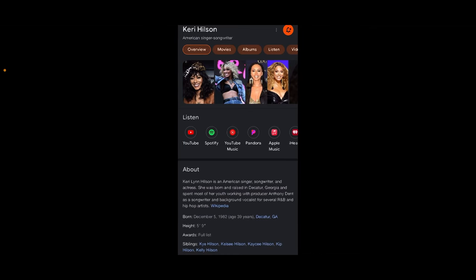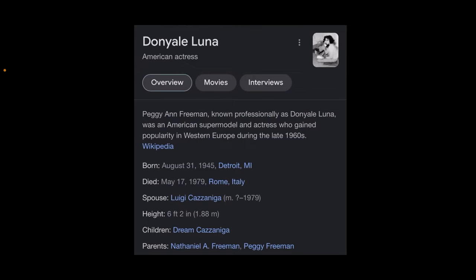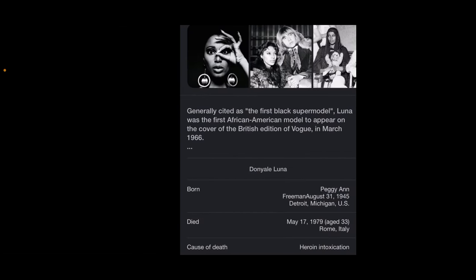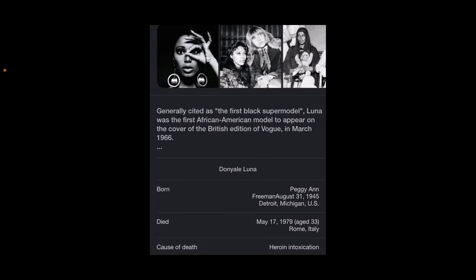So one thing I want to point out here is that she is 5'9", and Donyale is 6'2". Okay, so of course they're characters. Their height doesn't really matter, but the fact that they're inspired off each other, and that's the main point, is that these people are inspired off each other, and they're created based off each other.